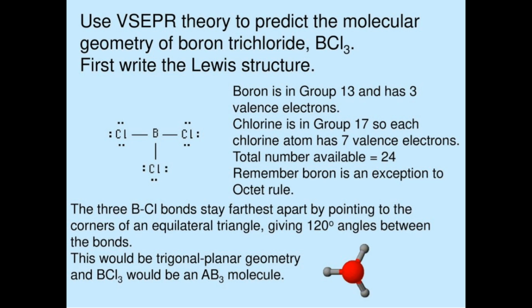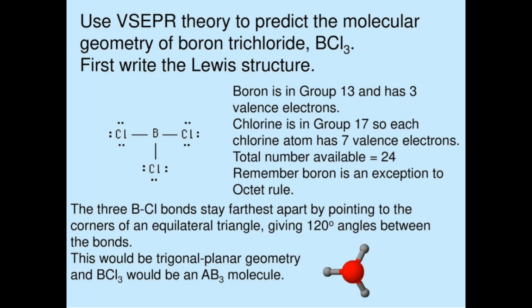Okay, let's look at using VSEPR to predict the molecular geometry of boron trichloride. If you write the Lewis structure, it's important to learn how to write Lewis structures. This is how the structure is. There is no lone pair on boron. Boron is in group 13 and has 3 valence electrons. Chlorine is in group 17, has 7 valence electrons. So the total number available when we combine them together will be 24.